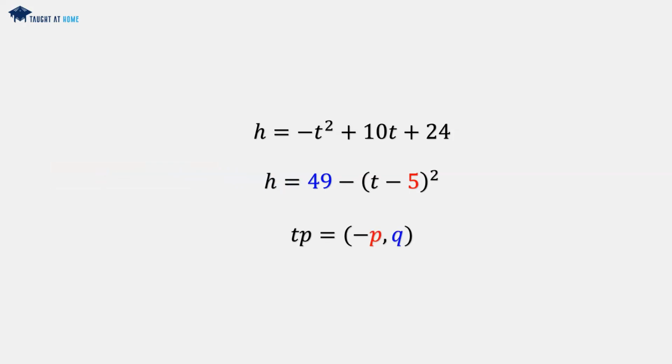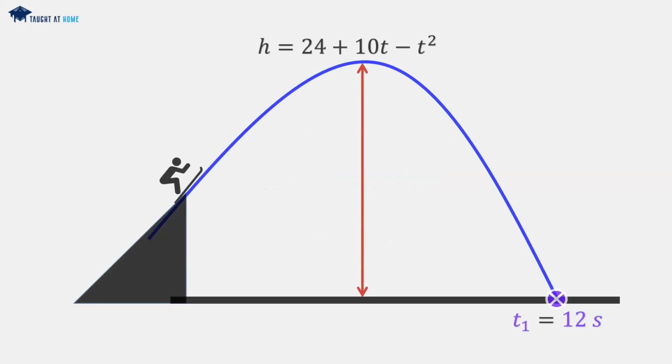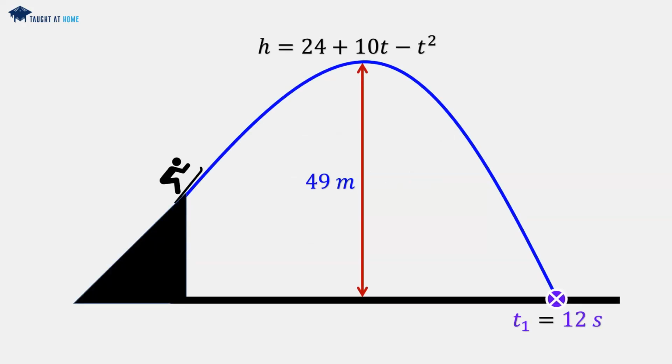And now we have our turning point at minus p, which is minus minus 5, which is positive 5. And we have q, which is 49. So the turning point occurs at 5 seconds and it's at a height of 49 meters. So we've got 49 meters is the maximum height the skier jumps, and this occurs when t is equal to 5 seconds.